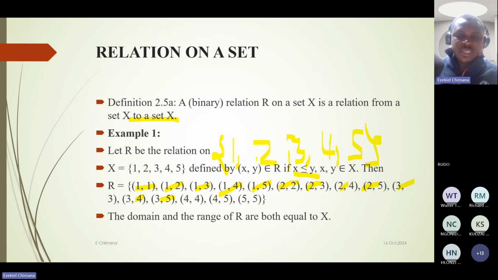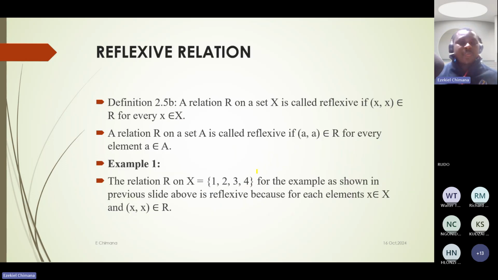Then is 4 less than or equal to 1, 2, 3? No, but we have 4, 4, and then 4, 5. Is 5 less than 1, 2, 3, 4? No, but you have 5, 5. If you look at this one, this relation is only on the set X. So you are just taking this set and mapping it to itself. So that's the relation on a set.